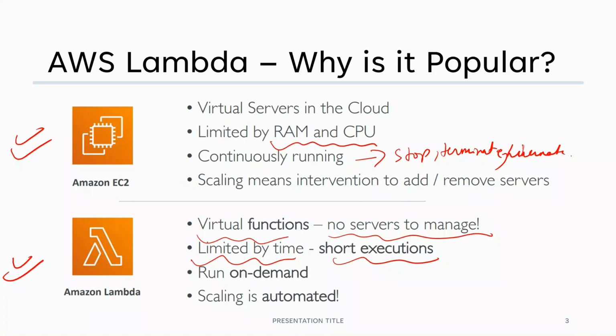But if your code is very short, it has a short kind of application, then you will use Lambda. You're going to see some examples of short applications. You're going to get why Lambda is going to be the best choice for those kind of applications. Run on demand means that you're only going to be charged when you run your code. That's it. Scaling is automated. Don't have to worry about the scaling actions or the policies or anything. You just write your code.